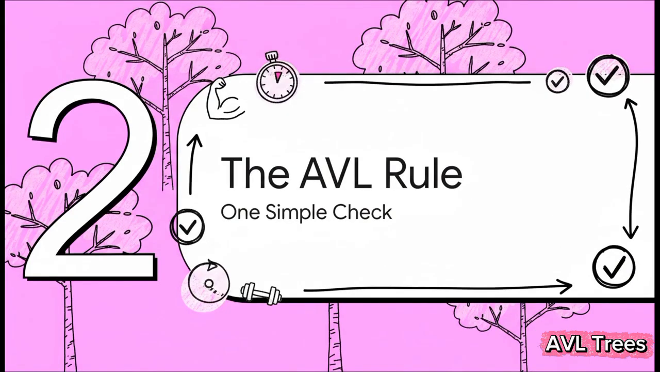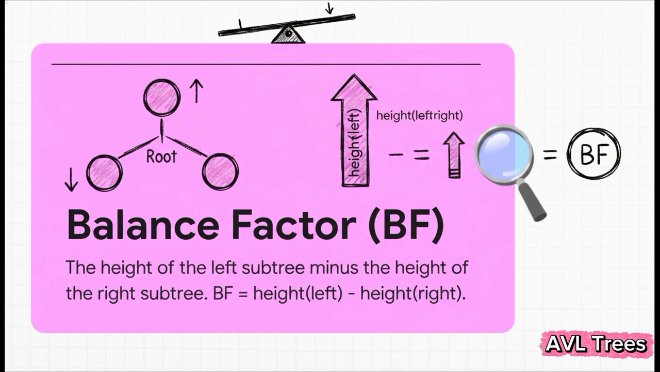So how does this personal trainer know when the tree is out of shape? Well, it follows just one simple, elegant rule. And that rule is all about something called the balance factor. For any node in the tree, we calculate this by taking the height of its left subtree and subtracting the height of its right subtree. And just a quick reminder, when we say height, we mean the longest path of edges from that node all the way down to a leaf.